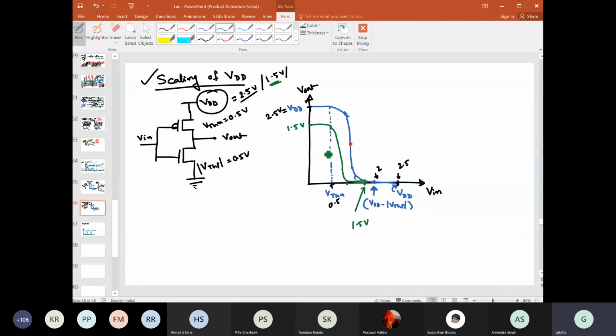But what will happen if you now reduce it to 0.8 volt? It's fine, it will still work. But can we reduce it even further? The answer is yes. But before that, we will also see if there are any negative implications of reducing this VDD.